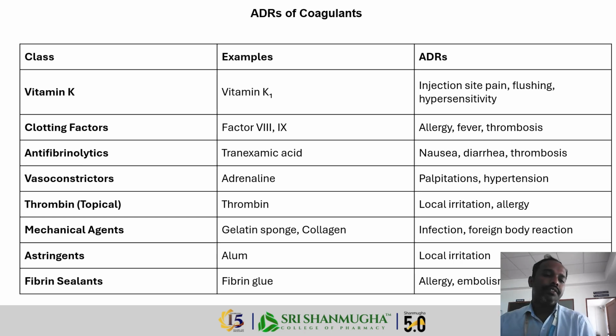These are the general adverse drug reactions of coagulants. Generally, all these drugs can cause local irritation and pain at the site of injection, and sometimes allergic reactions may be triggered. General reactions like nausea, diarrhea and palpitations are common with vasoconstrictors. For topical thrombins, local irritation and allergy are common, and we have infection or foreign body reactions as well. Astringents will cause local irritation, and fibrin sealants will cause allergy or embolism. These are all the adverse drug reactions of coagulants.